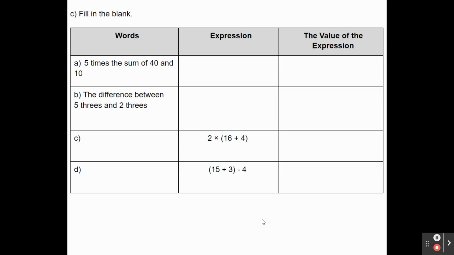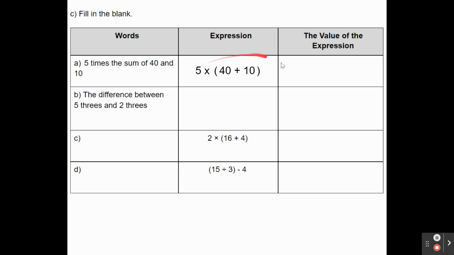Now let's try some numerical expressions. Here we have 5 times the sum of 40 and 10. We're going to write this as a numerical expression, which just means we're using numbers and operations. Let's start with the beginning. 5 times means we're multiplying 5 times the number. The sum means we're going to be adding, but remember the sum is the answer to an addition problem. So we're going to be adding 40 and 10, but in order to multiply 5 times the answer to 40 plus 10, we need to put 40 plus 10 in parentheses. That means we'll solve this part first and then multiply our answer times 5.